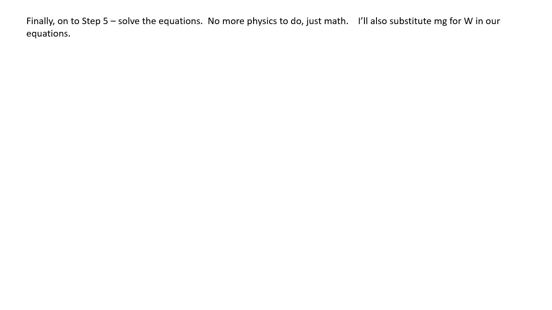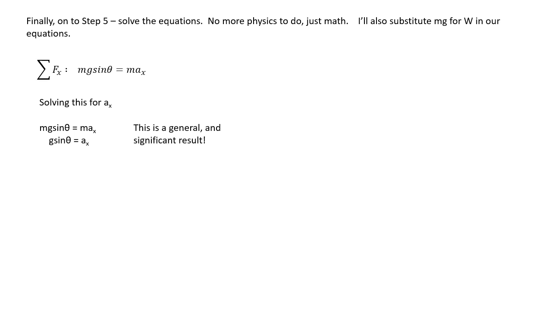Finally, step 5, I have to solve the equations. No more physics to do, just some math. First, I'll substitute mg for W in our equations. So, my x equation becomes mg sine theta equals ma sub x. If I solve this for a sub x, looking at the math, mg sine theta equals ma sub x, masses cancel on both sides, so I get the acceleration along the direction of the ramp is just g sine theta.